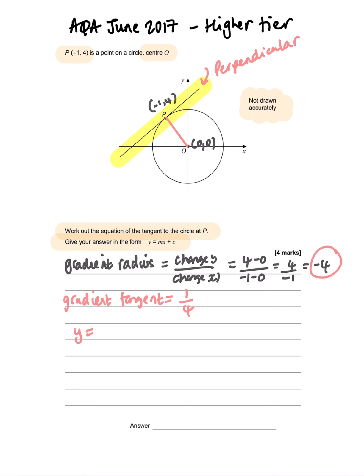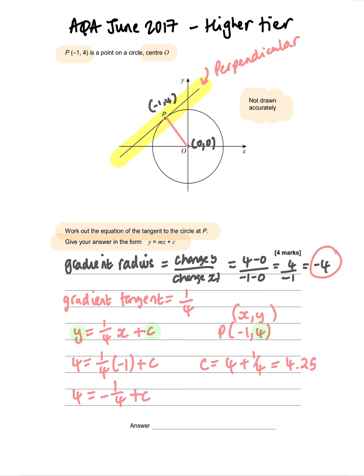Now we want to write our equation for our tangent in the form y equals mx plus c. And we know that the point P lies on that tangent. So we're going to substitute in our x and y values for P to find what our y-intercept is, c. So y equals 4 when x equals -1. So we've got 4 equals minus a quarter plus c. So c equals 4 plus a quarter, which is 4.25 if you want to work in decimals.